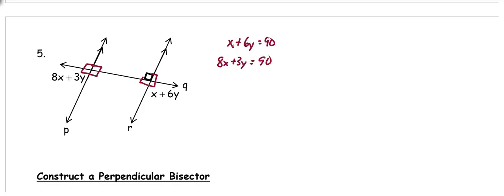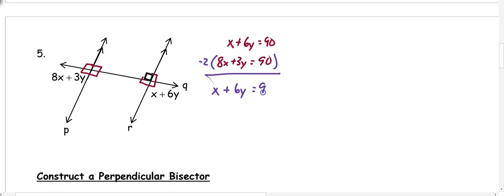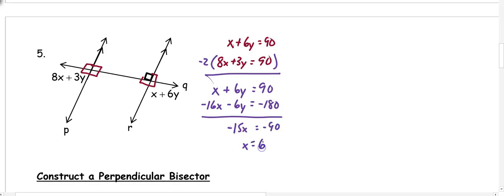So I'm going to use elimination to solve. So I want to eliminate my y, so I'm going to multiply the second equation by -2. X plus 6y equals 90. Negative 16x minus 6y equals negative 180. So I get negative 15x equals negative 90. And when I divide, I get x is 6.